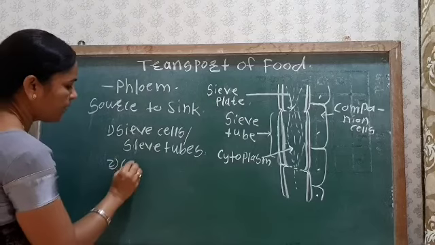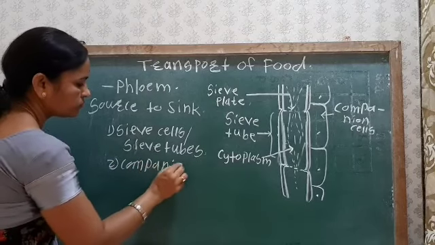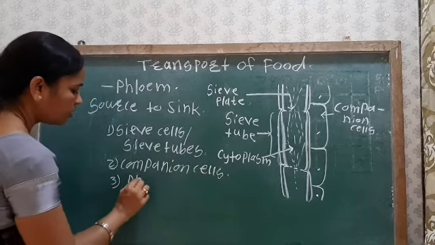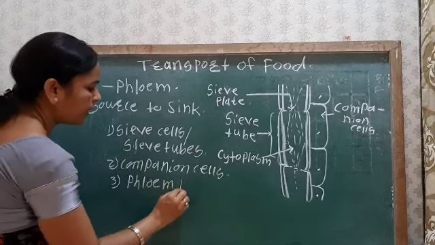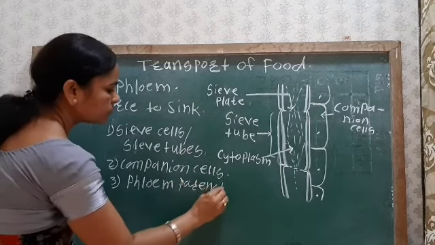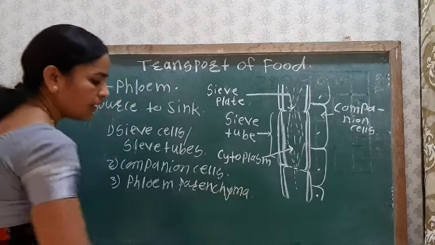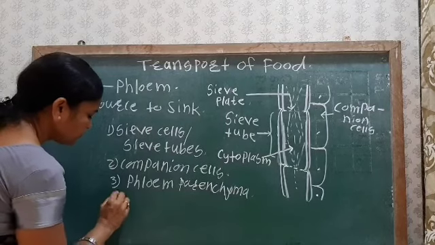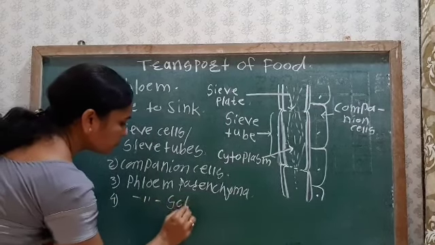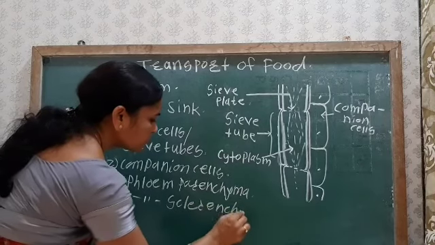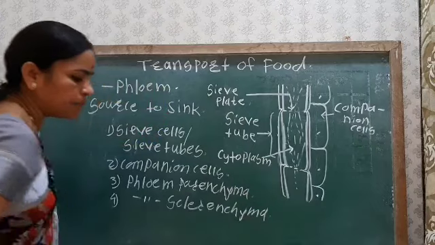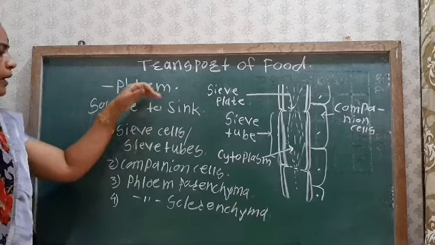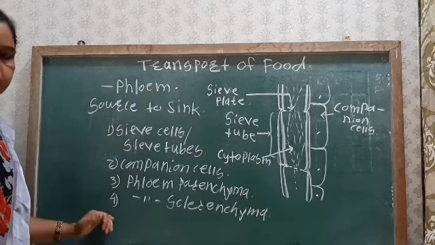Second, the companion cells. Third, the phloem parenchyma. And the fourth cell, the phloem sclerenchyma, also known as the phloem fibers. So the phloem is mainly made up of these four types of cells.